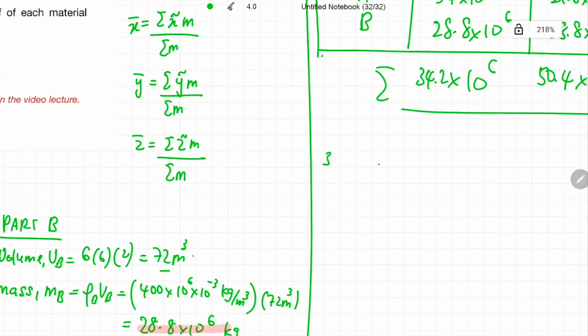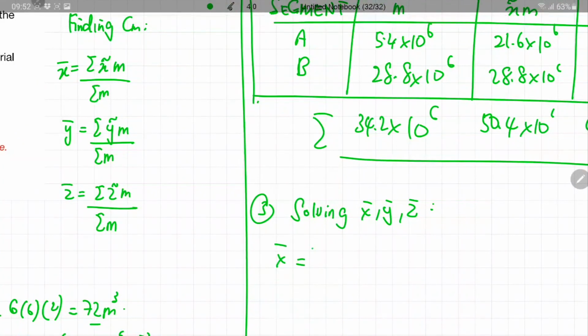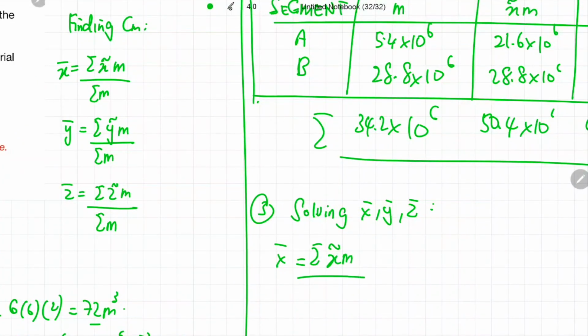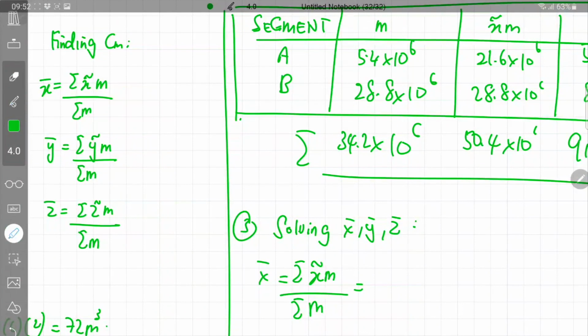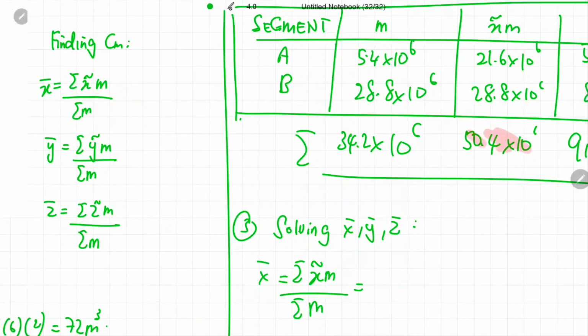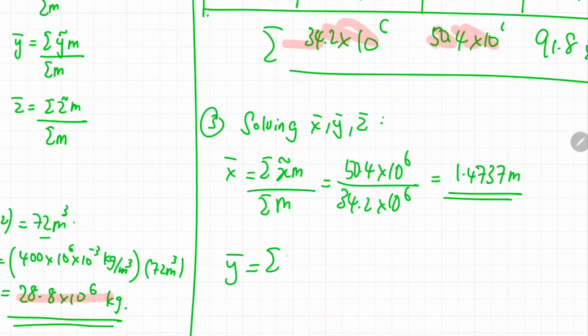I can finally solve for the centroid of the body, which is the x bar, y bar, and z bar, based on the formula that I have defined earlier. Okay, so the x bar is equal to the summation of x curve multiplied with m divided by the summation of m. So based on the table that we have constructed earlier, the summation of x curve m is 50.4 times 10 to the power of 6, and then divide with the summation of m, which is 34.2 times 10 to the power of 6. Okay, simply use your calculator and I will get a value of x bar to be 1.4737 meter.